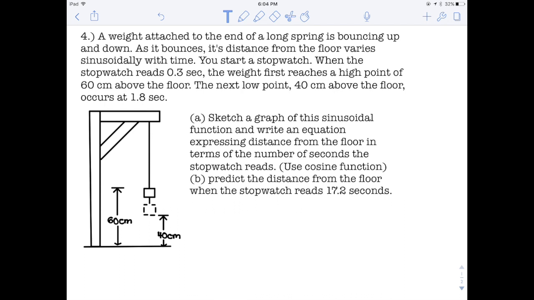Part A asks to sketch a graph of the sinusoidal function and write an equation expressing distance from the floor in terms of the number of seconds the stopwatch reads. It also asks to use a cosine function. Part B asks to predict the distance from the floor when the stopwatch reads 17.2 seconds.